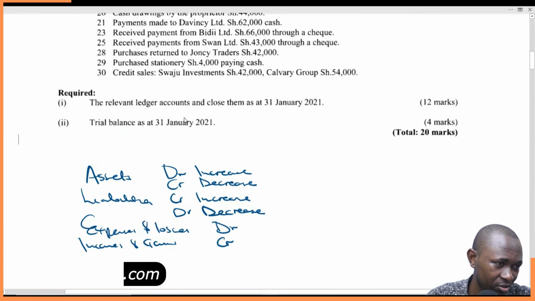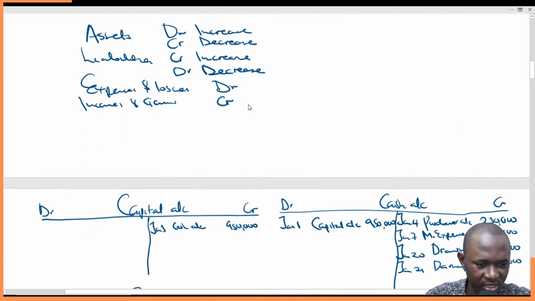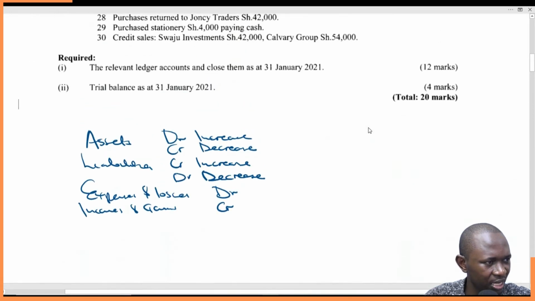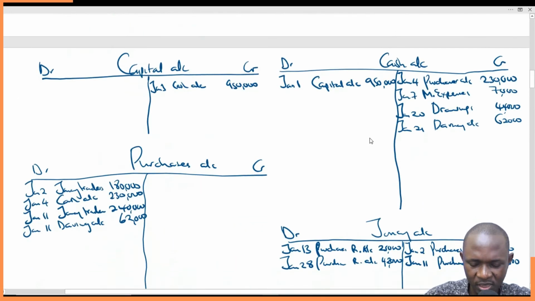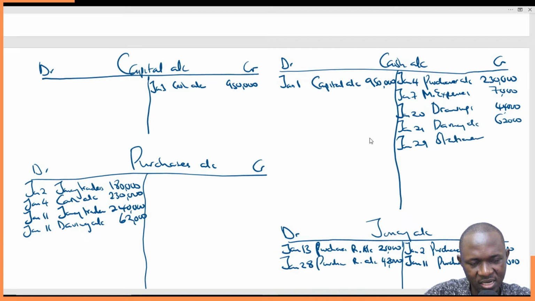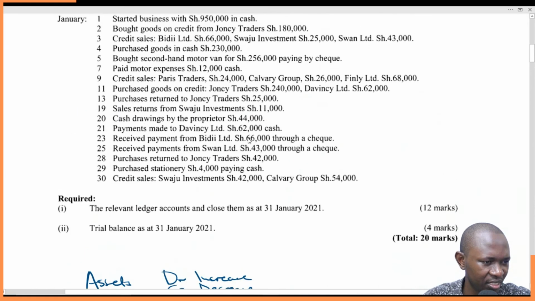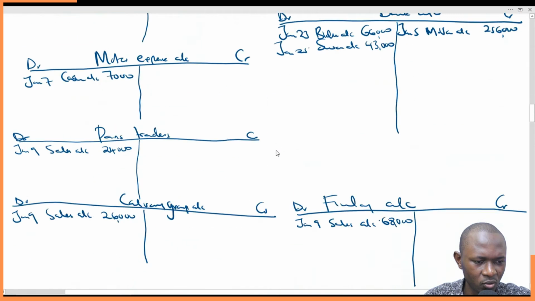Purchase stationery, 4,000, paying by cash. So the two accounts that are going to be affected are stationery and cash. The date is 29th. So capture the date because we already have the cash account. We simply come here, January 29th, then say stationery. Money is leaving to go to the stationery account, and the amount is 4,000. Hope I've captured the figures right.